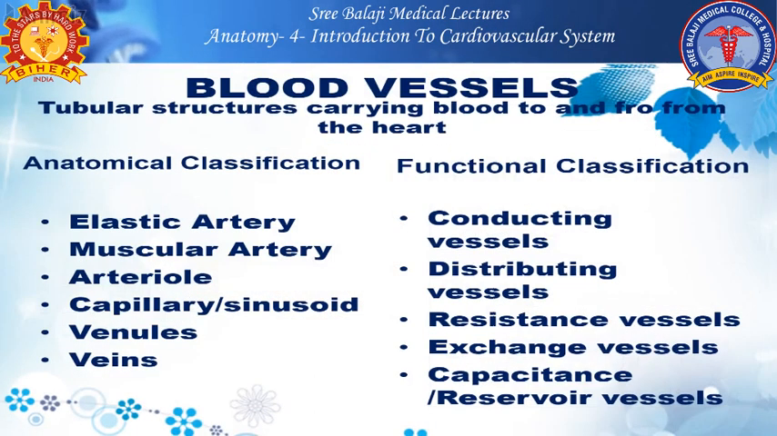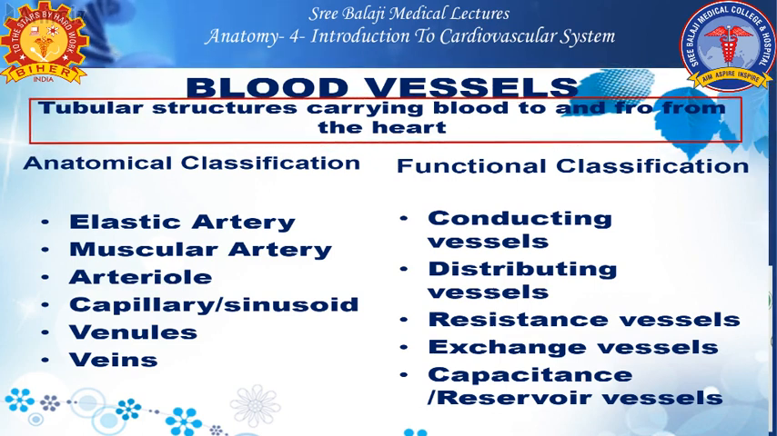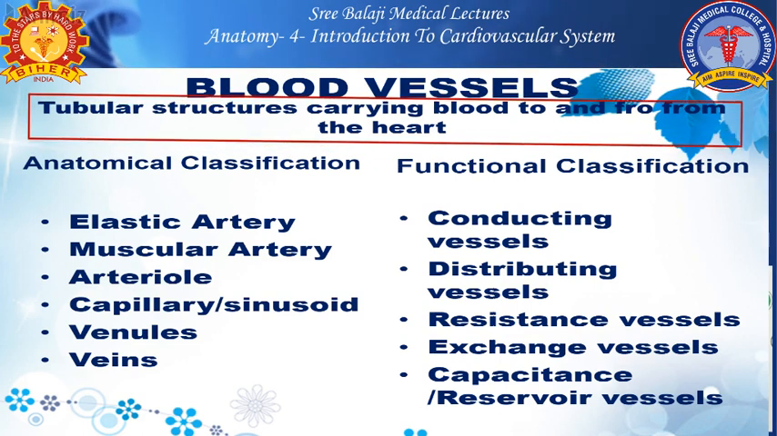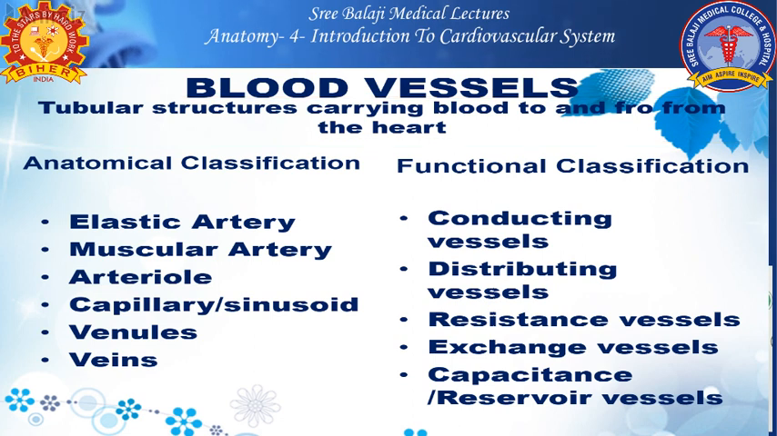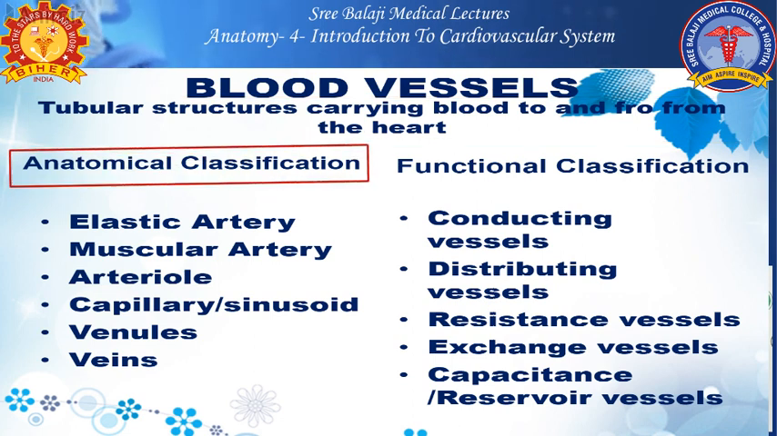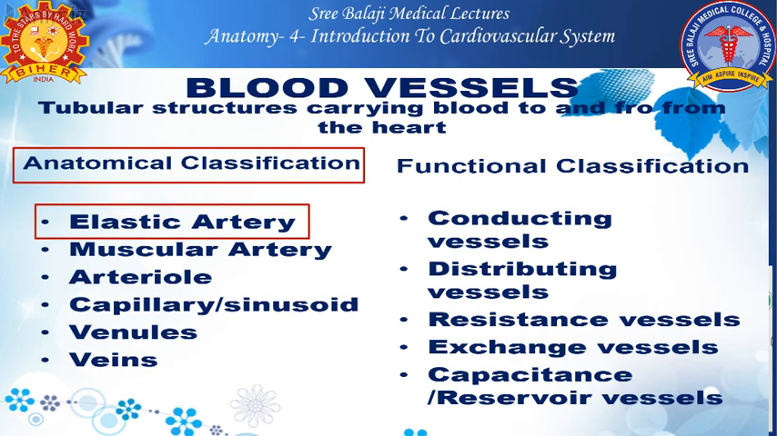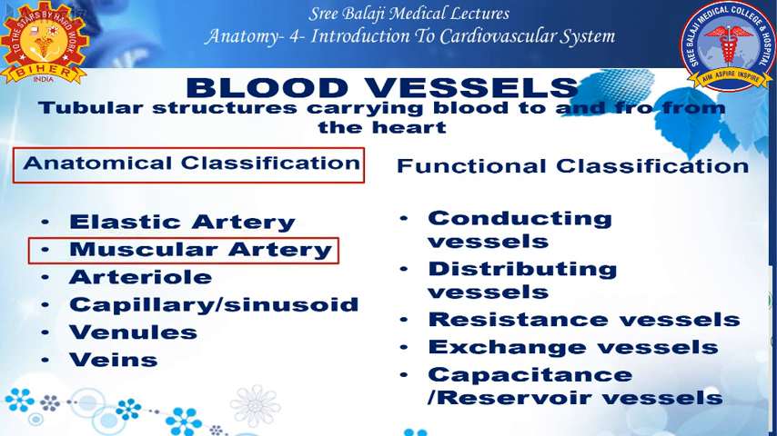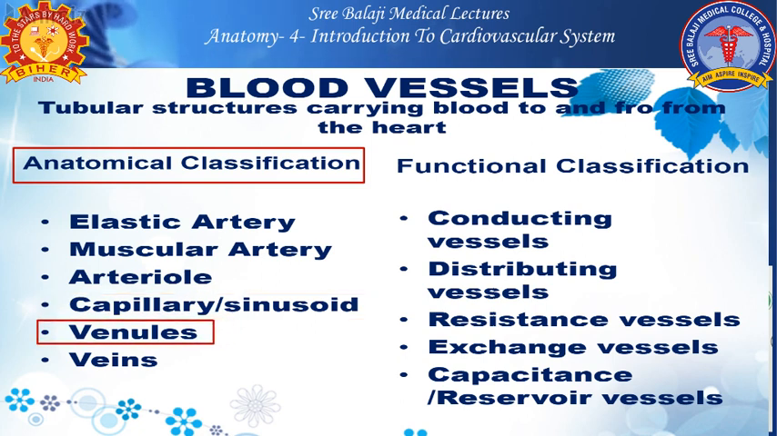What is a blood vessel? A blood vessel is a tubular structure which carries blood to and fro from the heart. We can classify it into 2 types, that is anatomical classification and functional classification. In anatomical classification, we have elastic artery, muscular artery, arteriole, capillary or sinusoid, venule and veins.